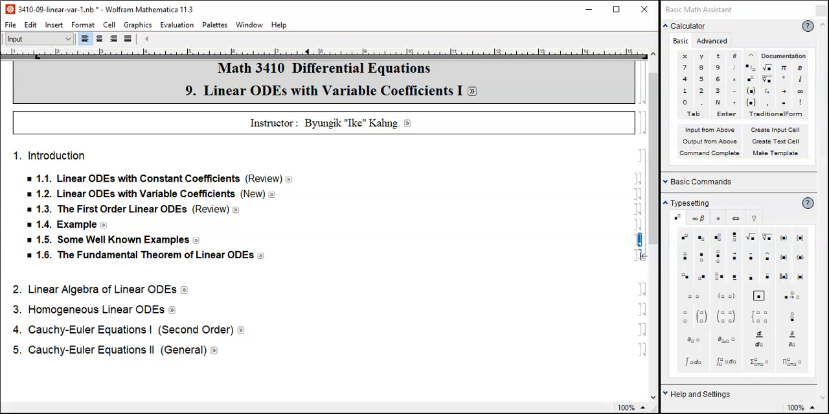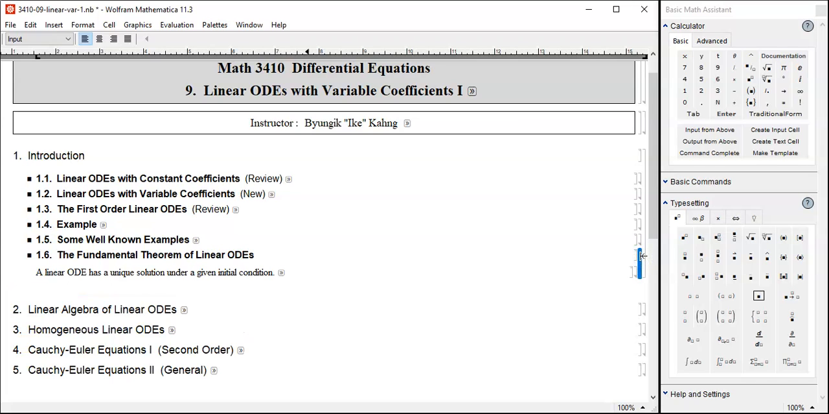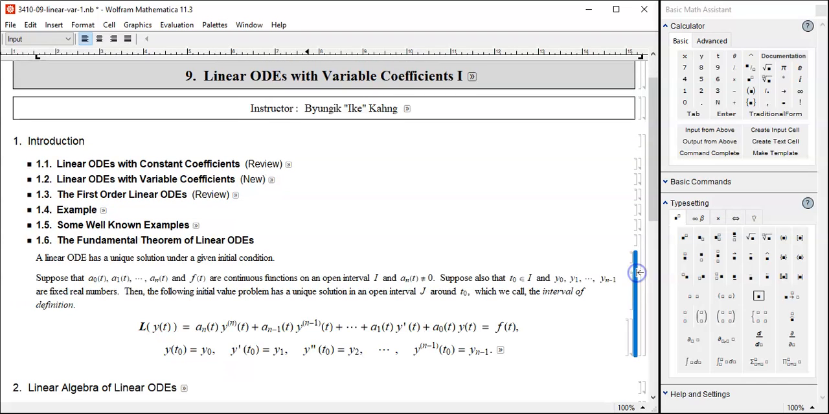Now, let me mention a little bit about the fundamental theorem. I'm not going to prove it, I'll just mention it. A linear ODE has a unique solution under a given initial condition. That's basically what the fundamental theorem is talking about. Here's a little bit longer version. We have a unique solution in a certain interval, which we call the interval of definition. So that's a little bit more accurate expression.